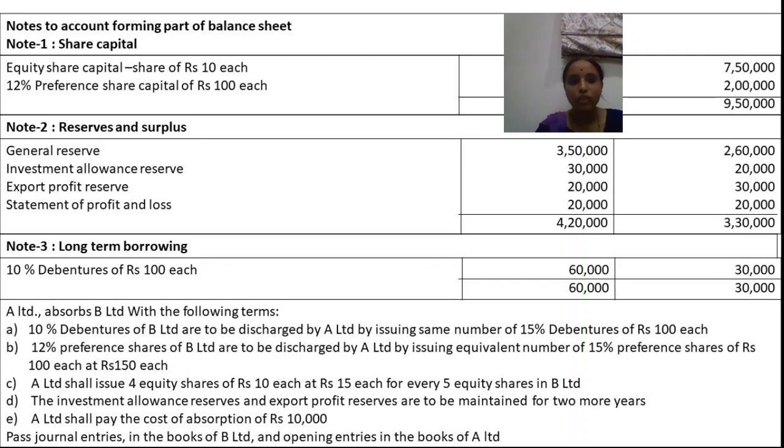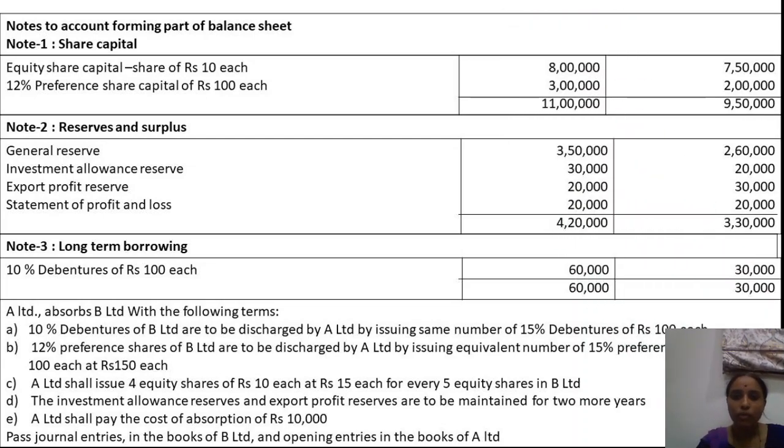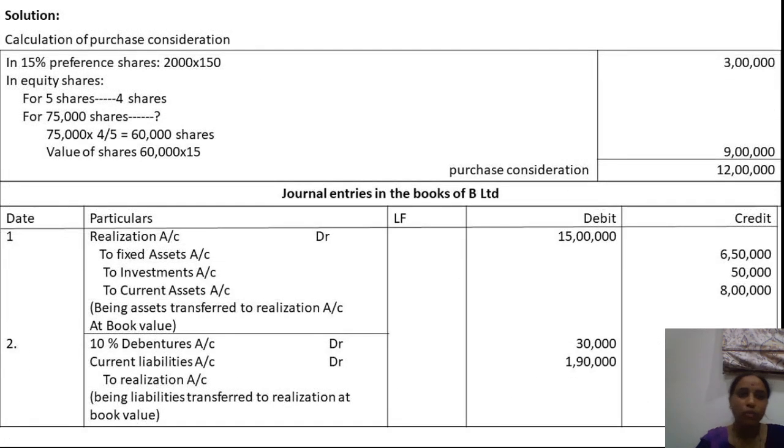Pass the journal entries in the books of B Limited and opening entries in the books of A Limited. So they have asked to pass the journal entries. So let us solve. Firstly, we need to calculate the purchase consideration. Purchase consideration relating to preference shares and equity shares: 15% preference shares at 150 rupees each. So preference shares are 2,000; 2,000 into 150 is 3 lakh rupees.